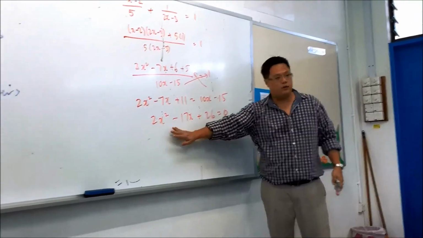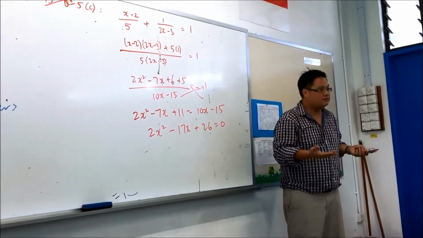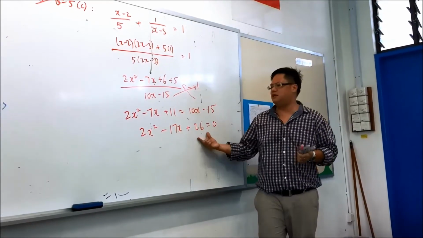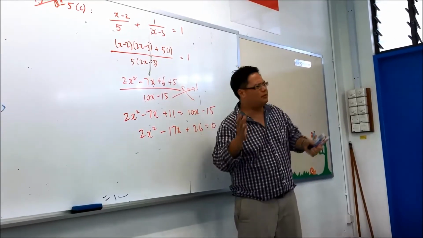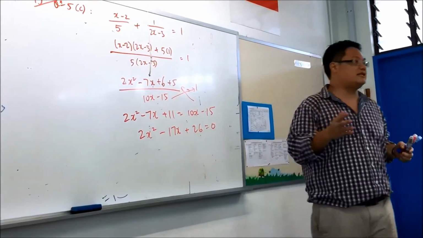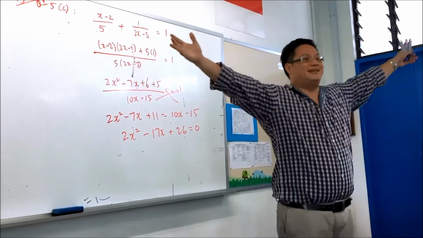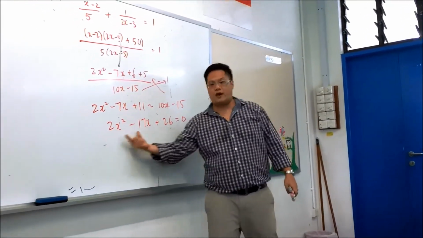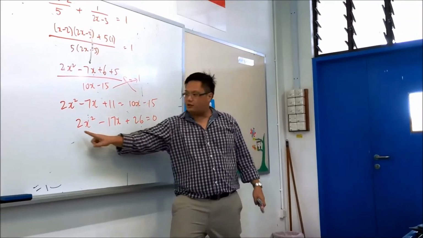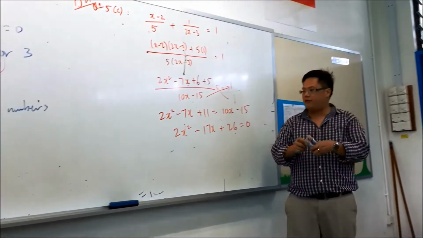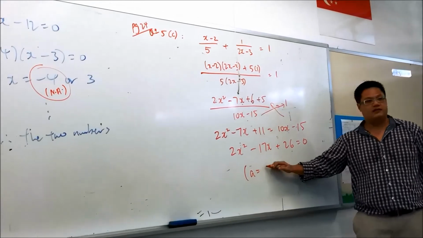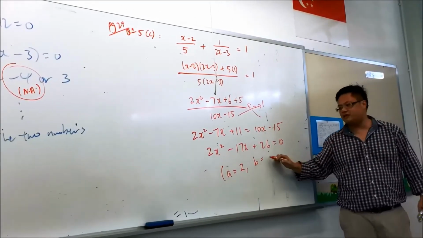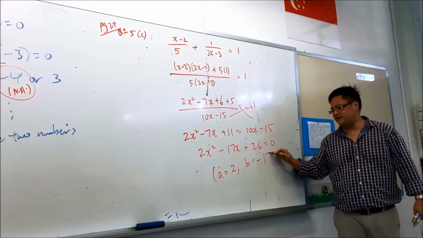Over here, we can try to factorize. Or, for people who don't want to factorize, this 26 is, I don't know, a bit complicated. I'm not very sure if it can factorize nicely or not. What can I do? Talk to me. Formula method. Thank you very much. Notice in the form of x squared, x number equals to 0, ensure that the coefficient of x squared is positive. So now I write down what is my A. What is my A, everybody? 2. What is my B? Negative 17 or 17? Negative 17.